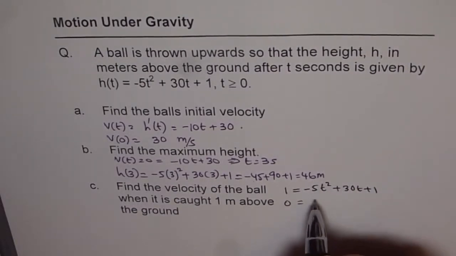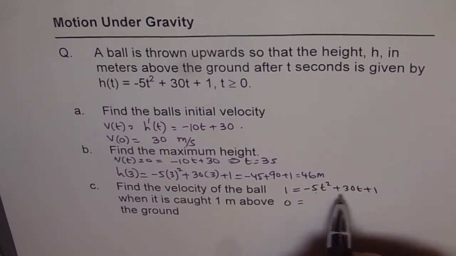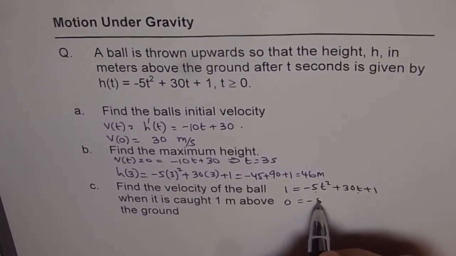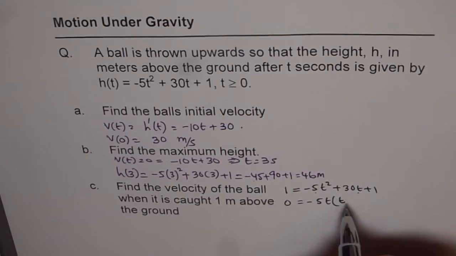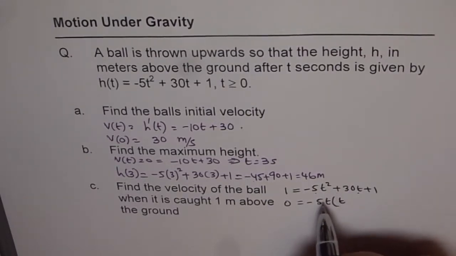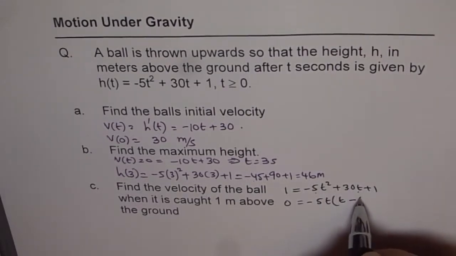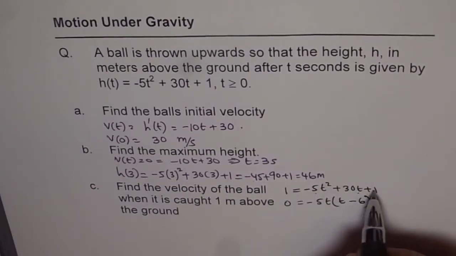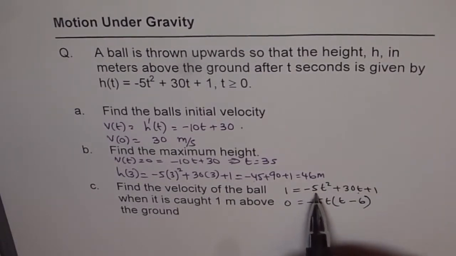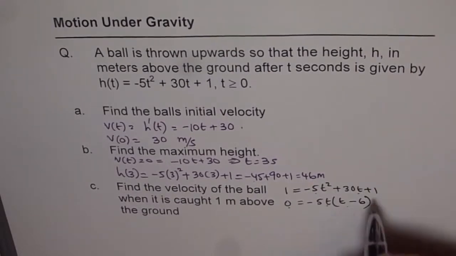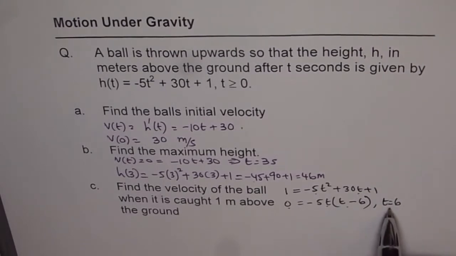To solve this, we can factor it, right? We take 5t common. Factoring helps to find the solution of an equation. The 1 minus 1 was 0, so we are left with -5t² + 30t, which can be factored as -5t(t - 6). We find that t equals 0 or t equals 6. t equals 0 was the initial point, so t equals 6 is the point when it is caught.